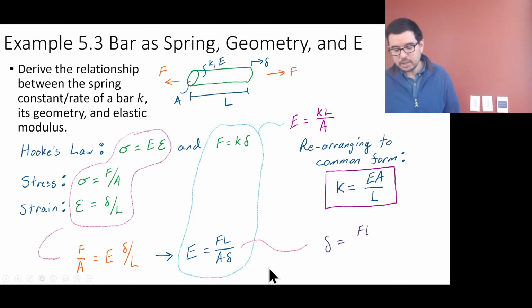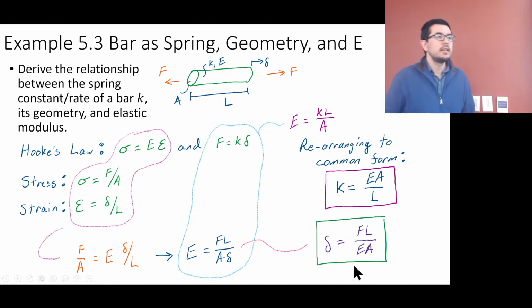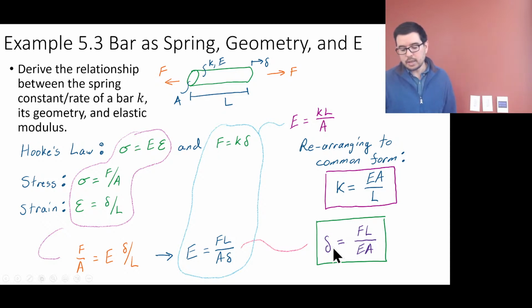Now, another relationship, this is also to be written on your formula sheet, and this is a famous one. Delta is equal to PL over EA. I often say PL over EA. This is a relationship that tells us how much stretch, how much change in length, how much extension we're going to have for a given amount of force. If I increase the force, I get more extension. If I increase the length, I get more extension. If I increase the elastic modulus, I get less extension. If I increase the cross-sectional area, I get less extension.